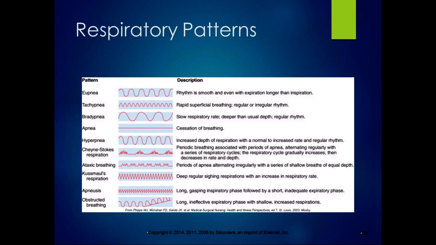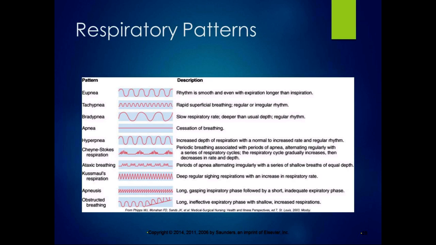So Cheyne-Stokes breathing is usually associated with periods of apnea alternating regularly with a series of respiratory cycles, gradually increasing and then gradually decreasing. So ataxic breathing, ataxic usually means uncoordinated, if you think of it that way. So it's periods of apnea alternating with irregular series of shallow breaths. Kussmaul, that's the deep, regular sighing respirations. Could be a sign of health.